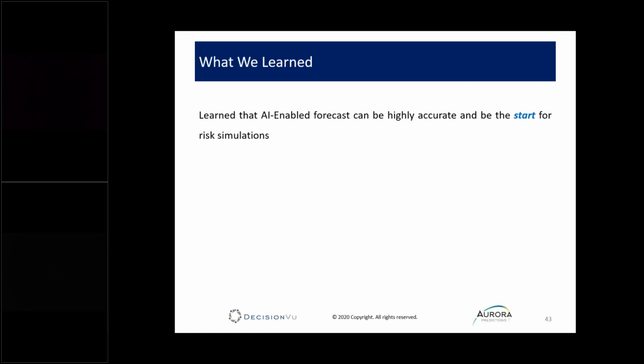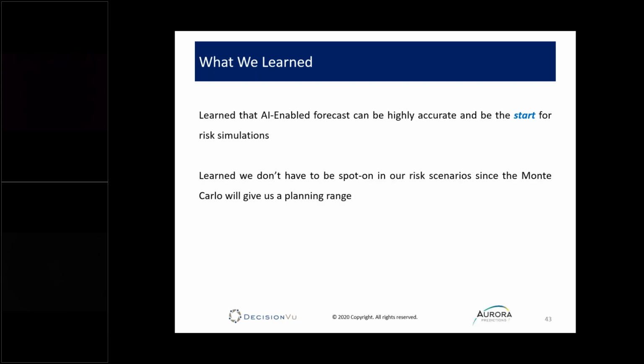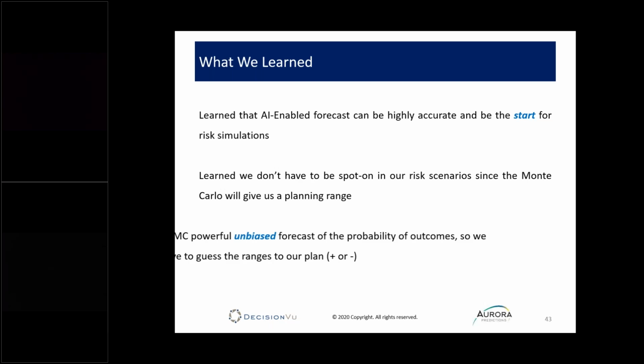So what did we learn? We learned that, first of all, AI-enabled forecasts can be highly accurate, and they're a great starting point for risk simulations. We learned that you don't have to be spot on in what we're going to use as our number, because Monte Carlo will give us a planning range. And we learned that Monte Carlo isn't going to give us some random, oh, gee, plus or minus 10%. It's actually going to give us these ranges based upon the unbiased forecast and based upon the volatility that's statistically in our business.